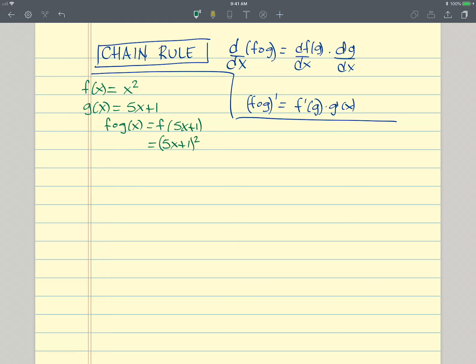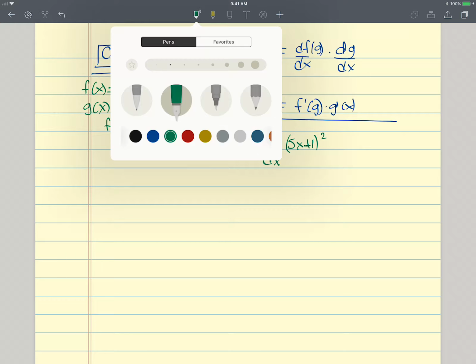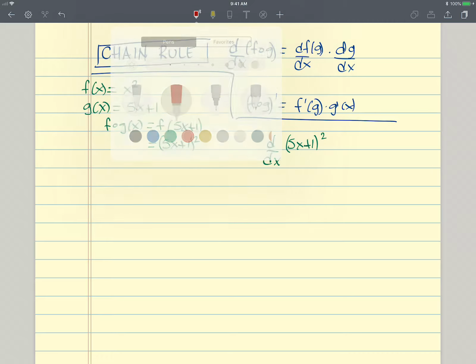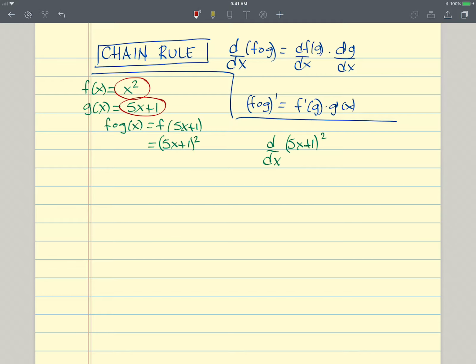Okay. So usually the hard part of these problems is that they don't present it to you like that. They tell you just somewhere else. So you're asked for the derivative of the function (5x plus 1) squared. And it's part of your job to identify this as the composite of the function x squared with 5x plus 1.